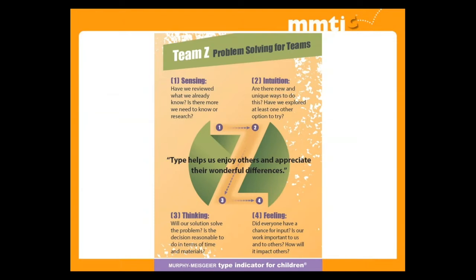So when I say use the Z, I say you can do any one of the 4 functions, sensing, intuition, thinking, or feeling, first, second, third, or fourth, whichever order you want. You just don't reach your conclusion, your decision, until you have explored all 4 of these areas. It makes for incredible discussions. Like I said, even about Peter Pan.